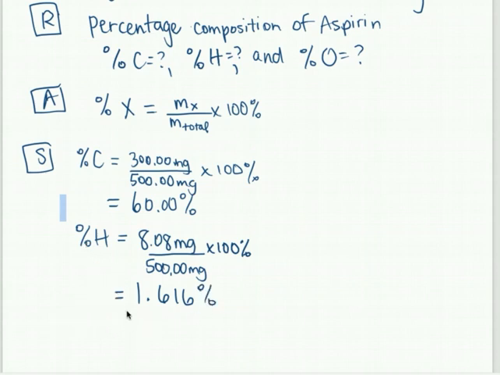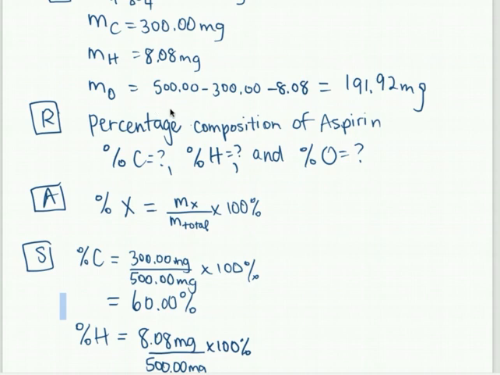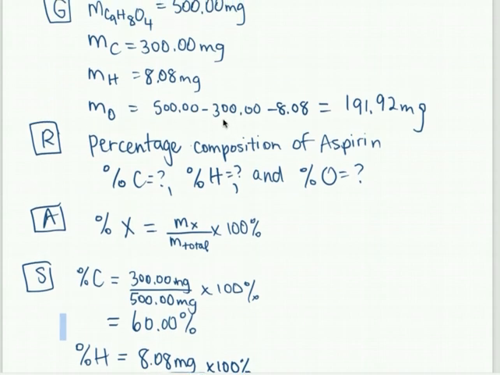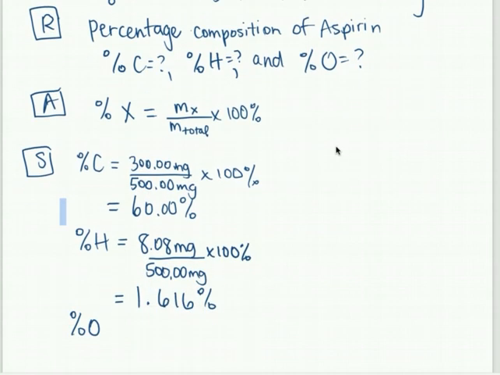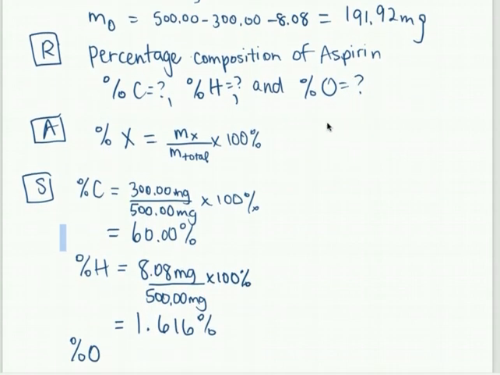Then you get to there, and the last one is you need to find oxygen. We calculated the mass up here by subtracting carbon and hydrogen from the total to get the mass of oxygen. So you can use that mass there.